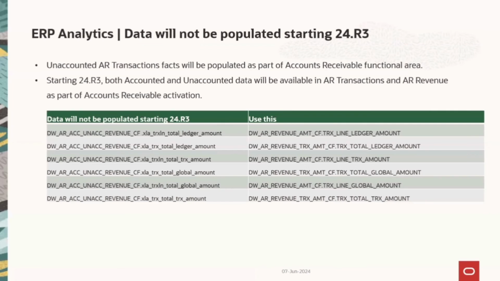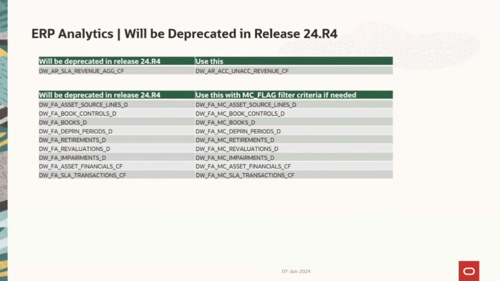Starting 24R3, both accounted and unaccounted data will start flowing into AR transactions and AR receivables once you activate the AR transaction functional area. Just a heads up that these tables or these columns will not be populating values from 24R3, and these new columns will start having the data. So net, there won't be any impact. These changes will be happening behind the scenes for the out-of-box subject area and the contents.